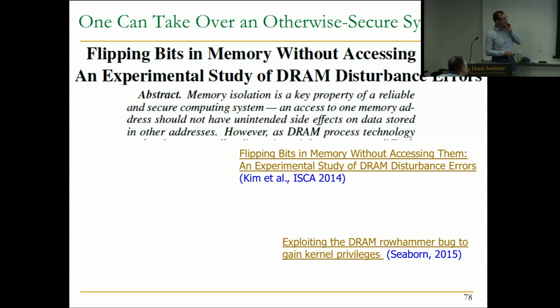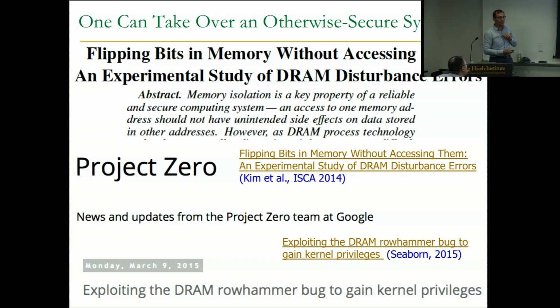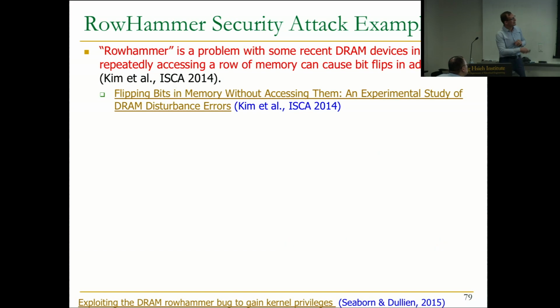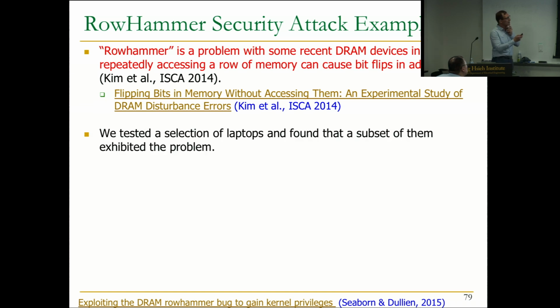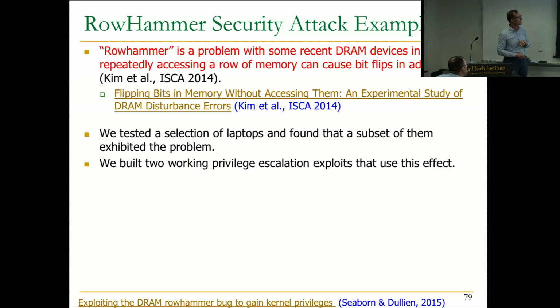And while we were working on it, the good folks at Google Project Zero actually took advantage of it. And essentially, they showed that you could use this row hammer mechanism. They called it a bug. I like calling it a failure mechanism to gain kernel privileges. This is directly from their blog post online. They basically figured out the problem from our paper. They tested a selection of laptops, and they found that the laptops are vulnerable to row hammer. And they actually built 2 working privilege escalation exploits. If you're interested in security, I would definitely recommend reading this blog post. It's beautiful, beautiful security engineering.